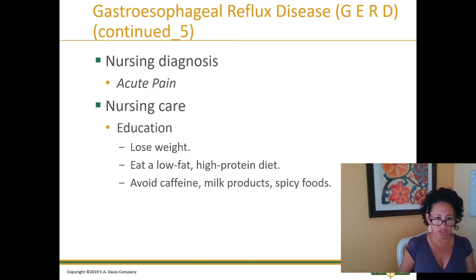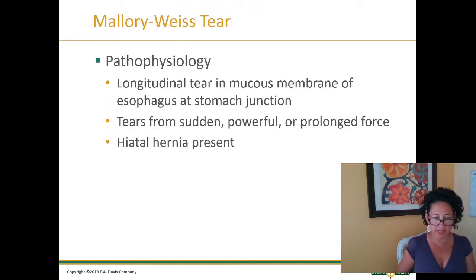Diagnosis, acute pain, education. Lose weight, that is definitely going to be an aid in relieving some of the GERD symptoms. If you have weight loss, then it's easier on your body. Just the physiology makes sense that it's going to relieve some of the pressure and not be pushing it up so much. Low fat, high protein. Avoid caffeine, dairy products, especially spicy foods.